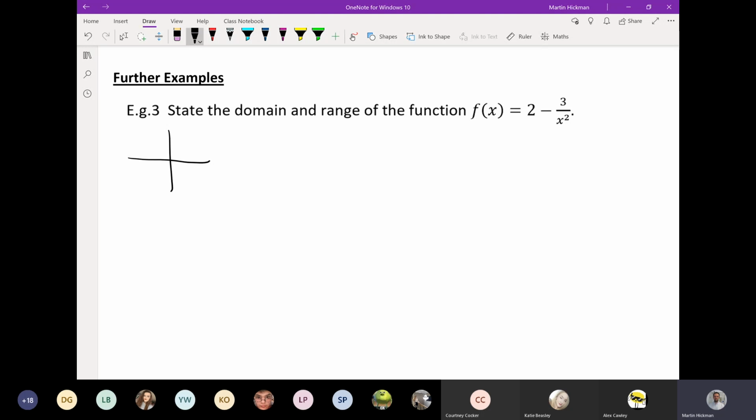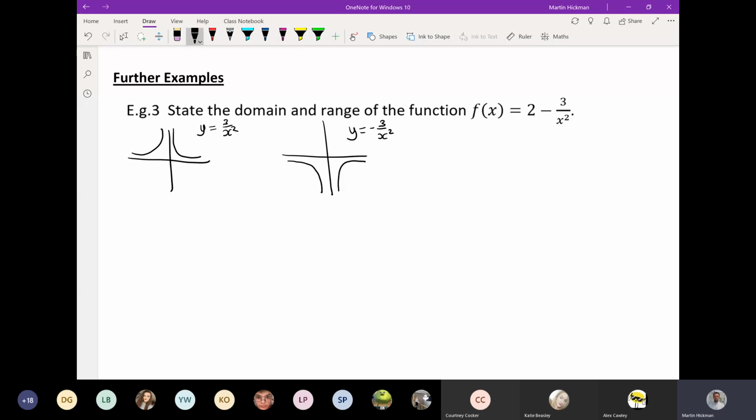Firstly, what I'm going to do is I'm just going to sketch 3 over x squared. Okay, so this is what 3 over x squared would look like. So if it was just 3 over x squared, the graph would look like this. If we make it negative 3 over x squared, we reflect in the x-axis. So our graph would look like this.